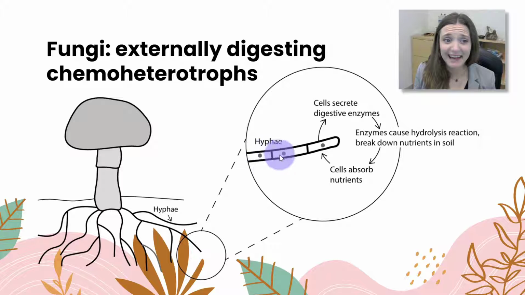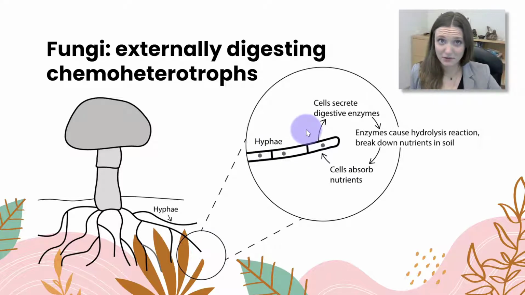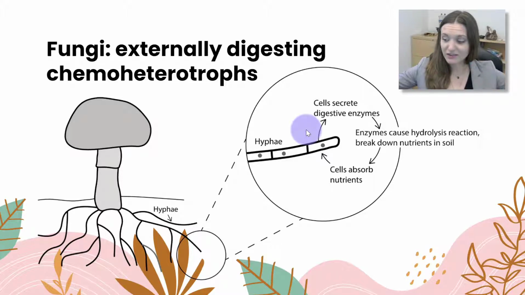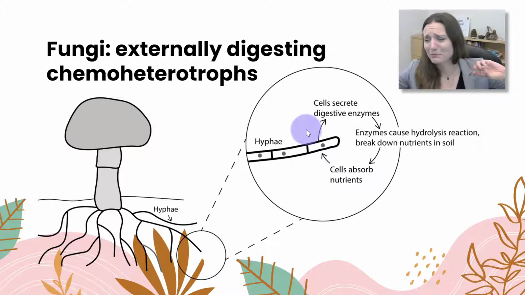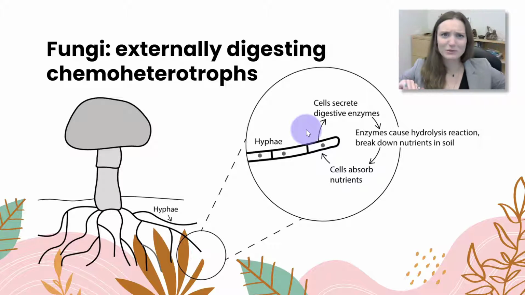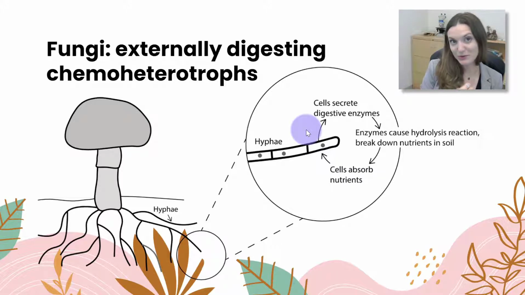But what they do is that the hyphae secrete digestive enzymes into the external environment. So they secrete their digestion enzymes outside of their cells. Those enzymes then go to work breaking down whatever is around them, whether it's minerals or dead plants or dead organisms or bacteria or whatever's around them. Fungi can digest a huge, wide range of molecules. Those enzymes break down those molecules into smaller pieces, and then the hyphae cells absorb those nutrients after they've been broken down.